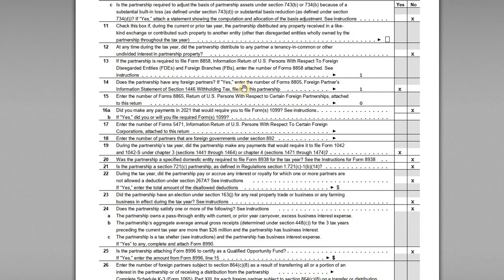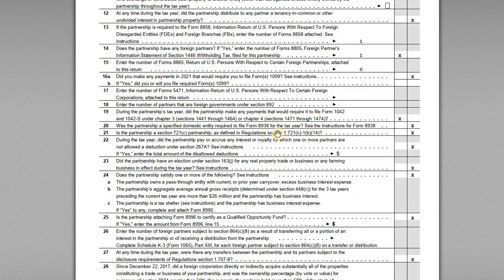Question 14, also important, right? Does the partnership have any foreign partners? If so, how many 8805s are we filing? So yes, we definitely have foreign partners, right? Jane is a Bermuda citizen, Bermuda tax resident, so we have a foreign partner, and we are including 1 because we only have 1 foreign partner, so we'll file 1 8805.